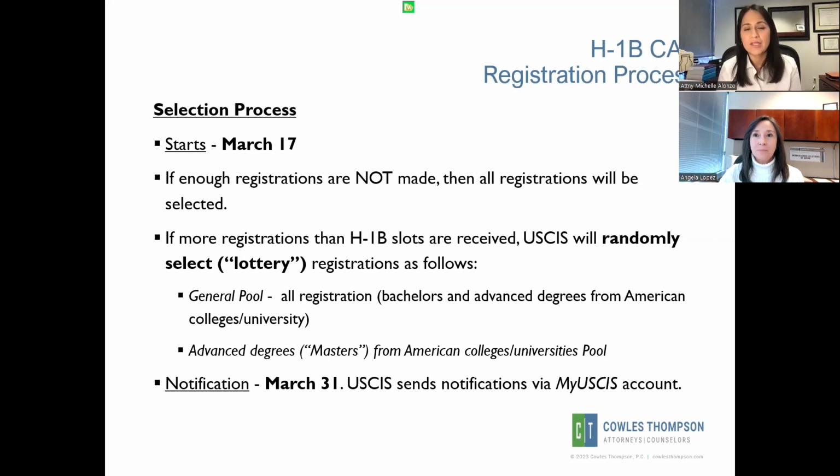Now, notification is officially supposed to go out March 31st. You will be notified through your My USCIS account. But as Angela and I have talked, we've had employers who got them a couple of days before the 31st. So it's very possible that that could happen.